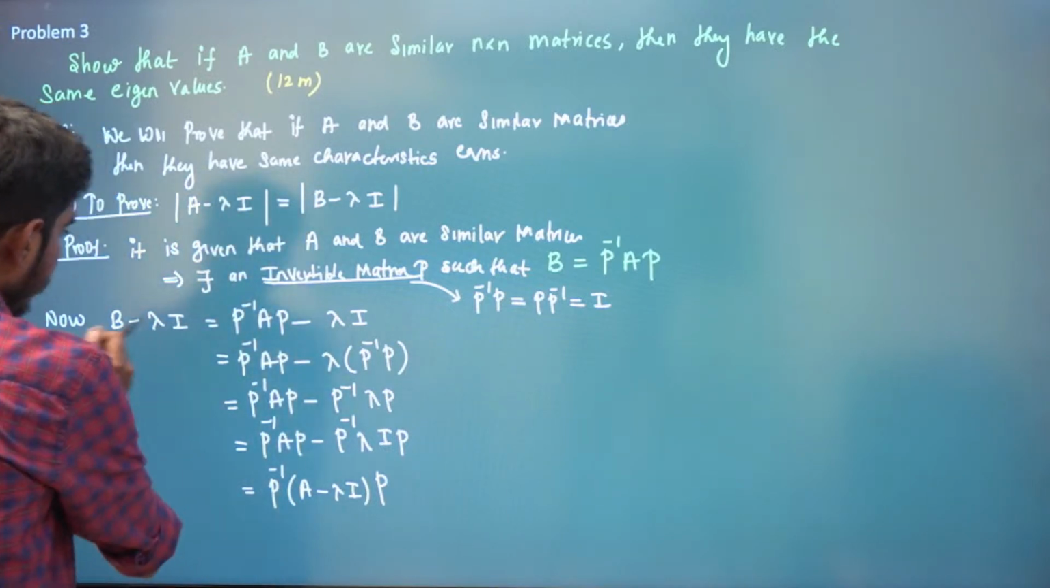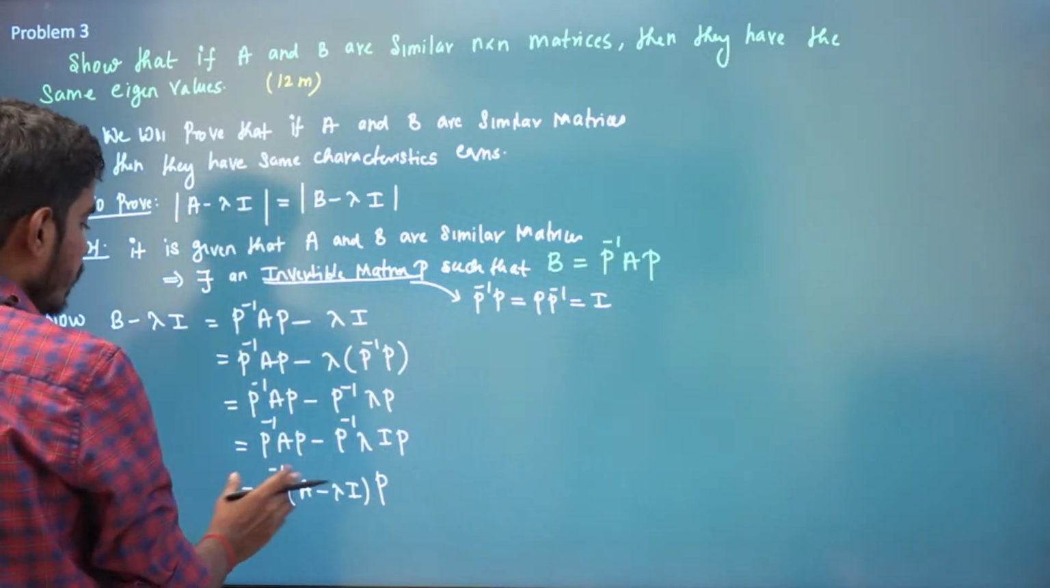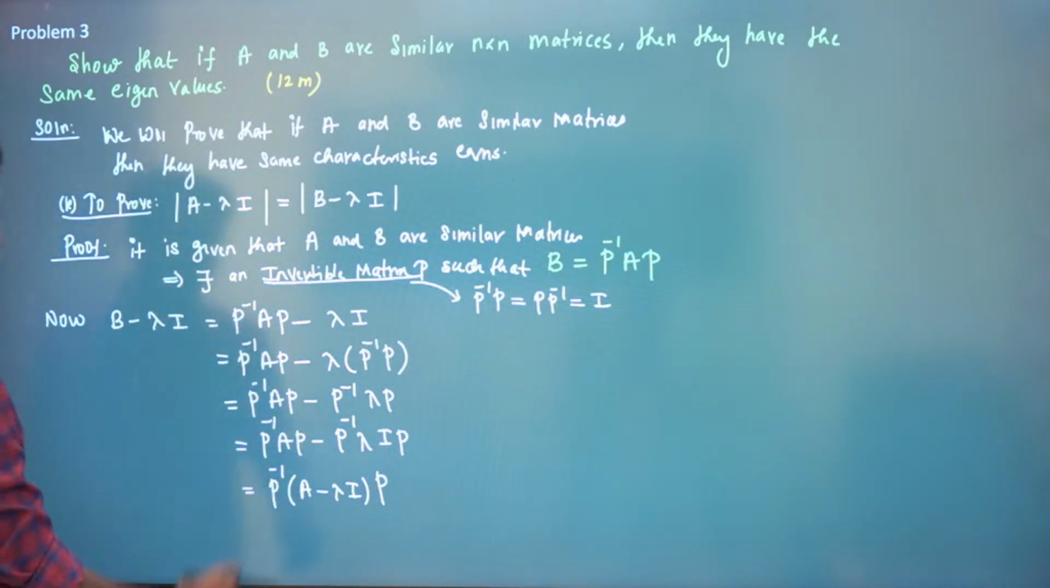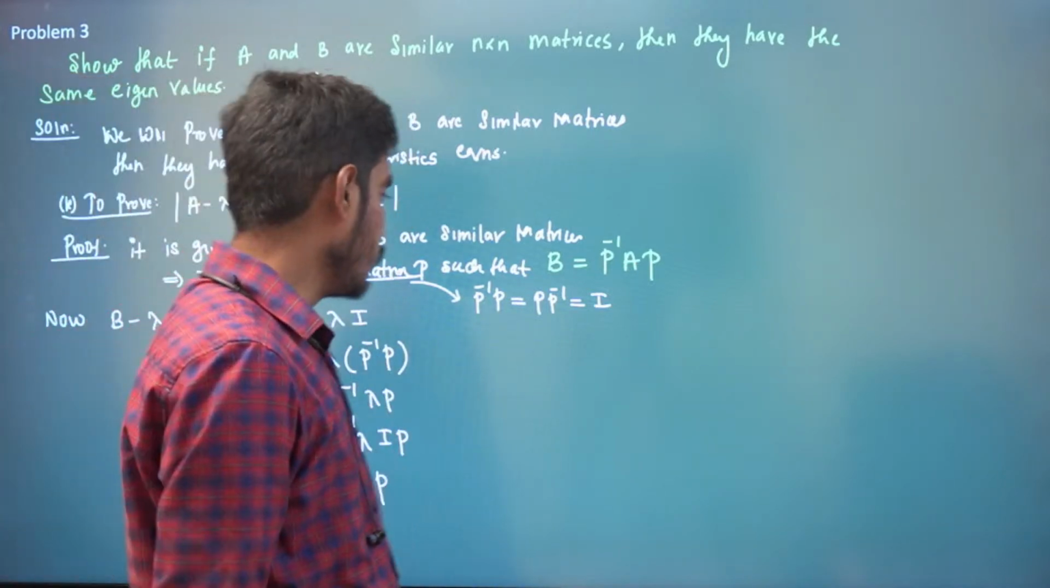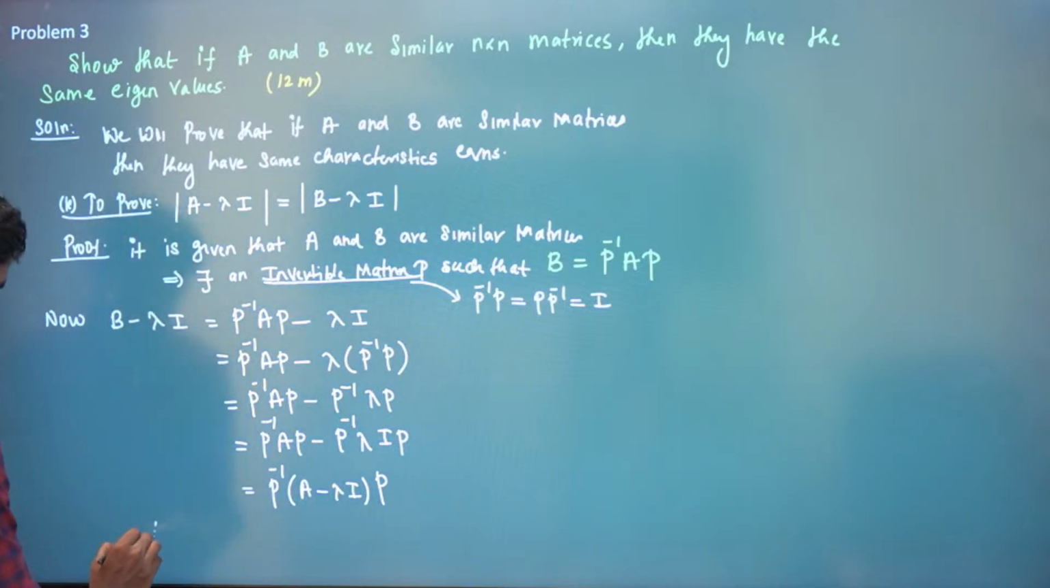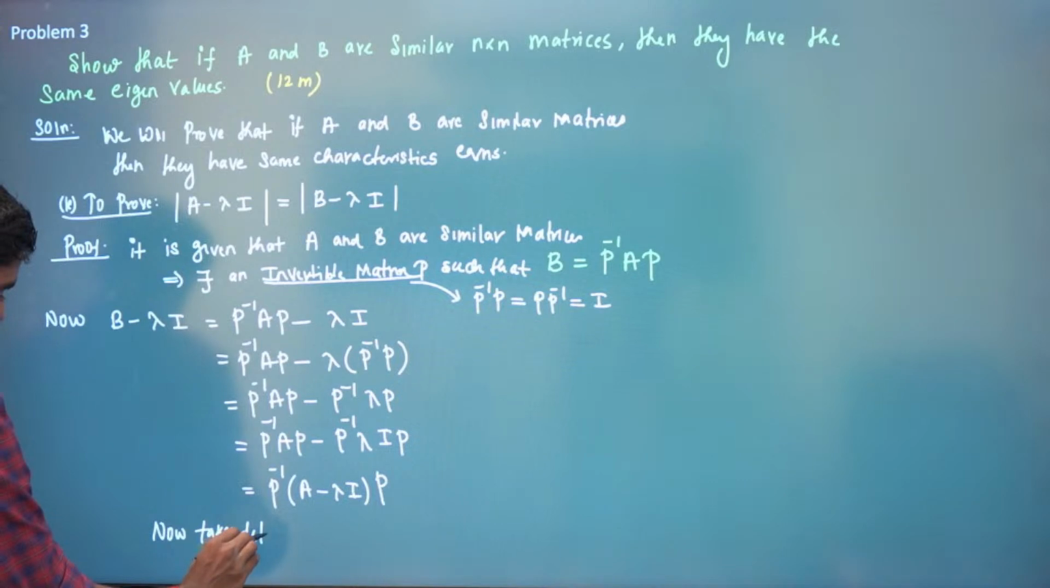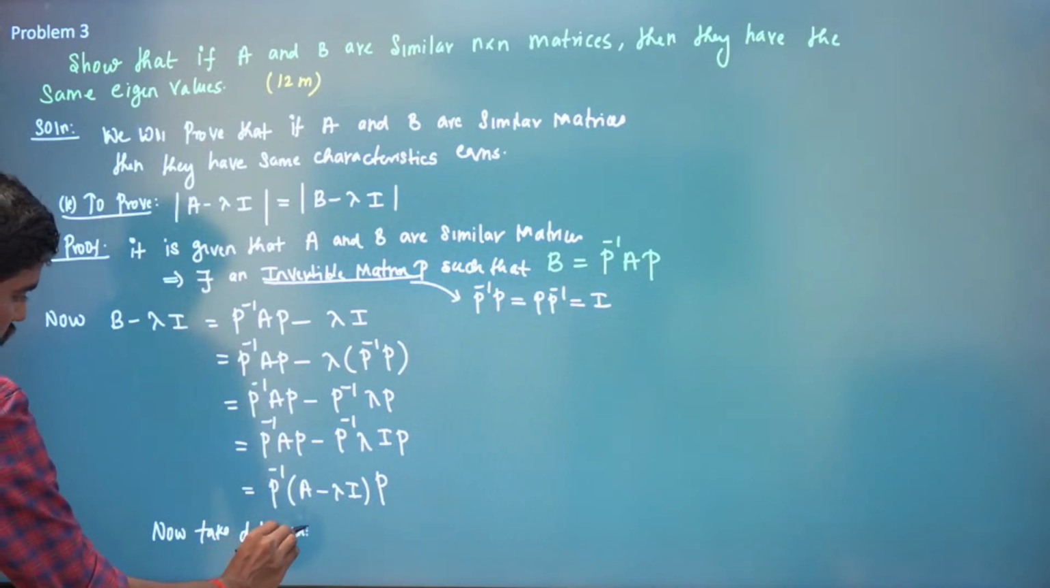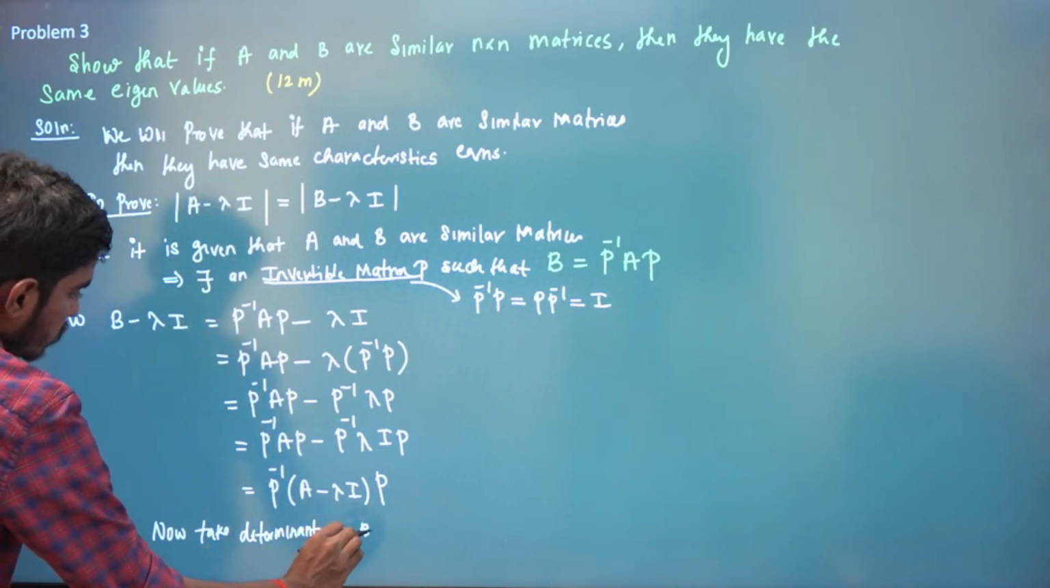So on the left hand side we have B minus lambda I, and on the right hand side we have P inverse of A minus lambda I into P. Now take the determinant on both sides.